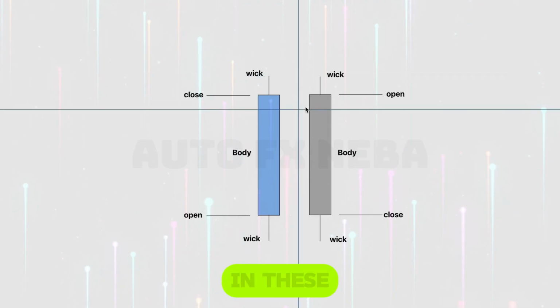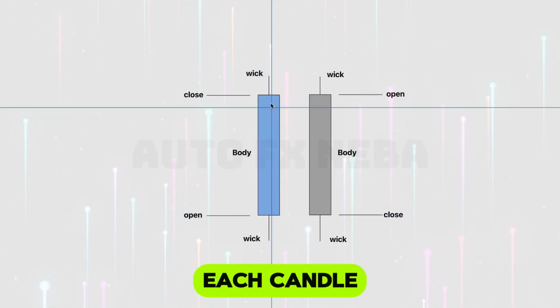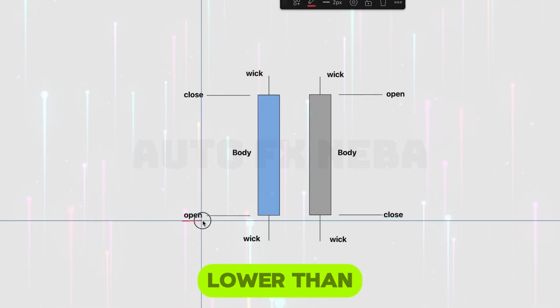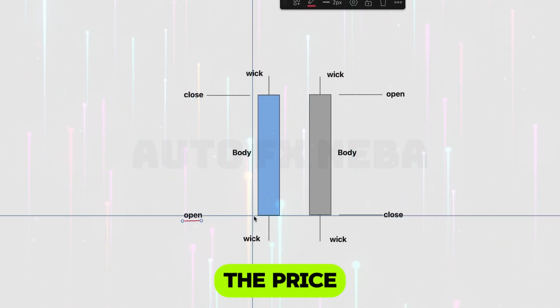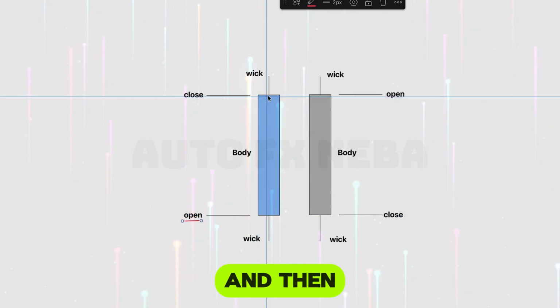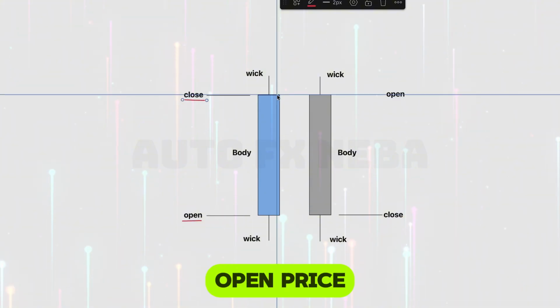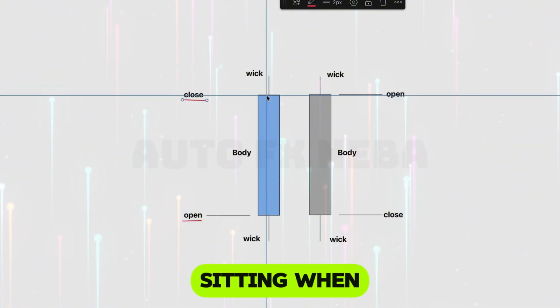So if we liken these to the 1 hour chart, each candle would be 1 hour of price movement. A bullish candle will have an open price lower than the close price. This is the price the market was at when the hour began. And then it will have a close price, which for a bullish example will be higher than the open price. And this is where price was sitting when the hour closed.